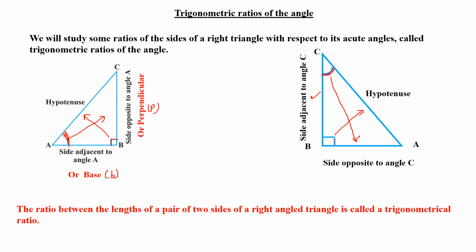But before that, this terminology you should be very clear about: the hypotenuse, the opposite side of the angle, and the adjacent side of the angle. Because if you change the angle, your opposite and adjacent sides will also change. When I took angle A, my opposite side was BC and adjacent side was AB. But when I took angle C, my opposite side is AB and the adjacent side is BC. So you have to be very clear and be able to find the opposite side and the adjacent side in a right angle triangle. Then only you can find the trigonometric ratios easily.